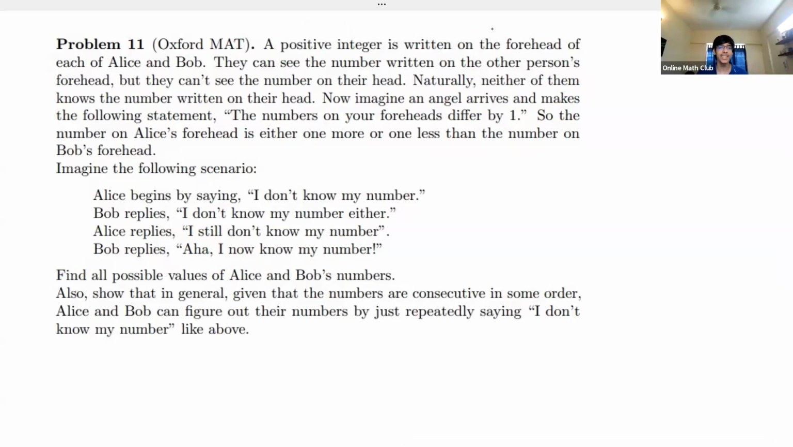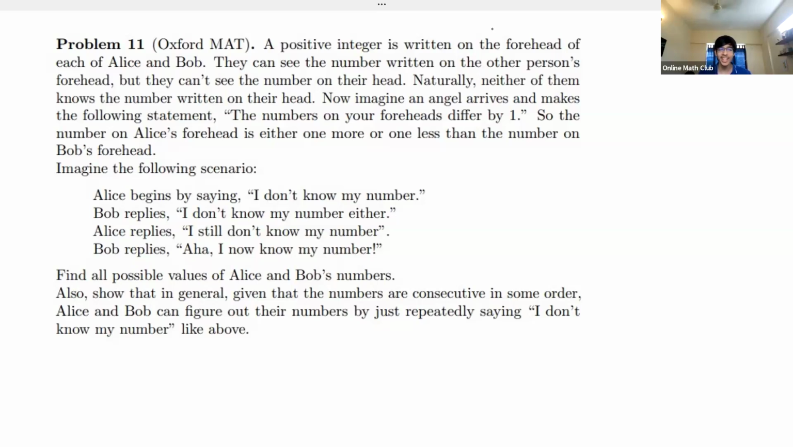So the problem basically says that again people are wearing some hats, but now each hat can have infinitely many possibilities, like 1 to infinity, anything. The only condition is that the numbers on your foreheads differ by 1, so they're consecutive numbers in some order. Either the first person is greater by 1 or the second person is greater by 1. And they're natural numbers, positive integers.